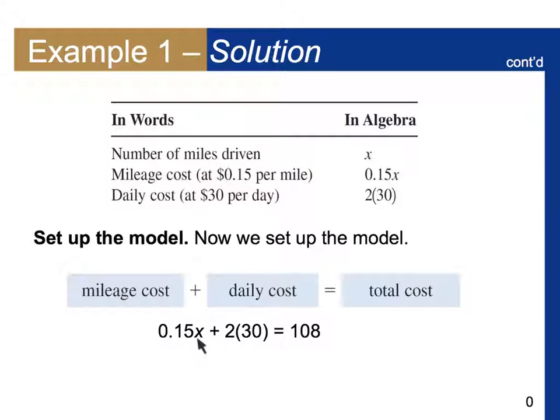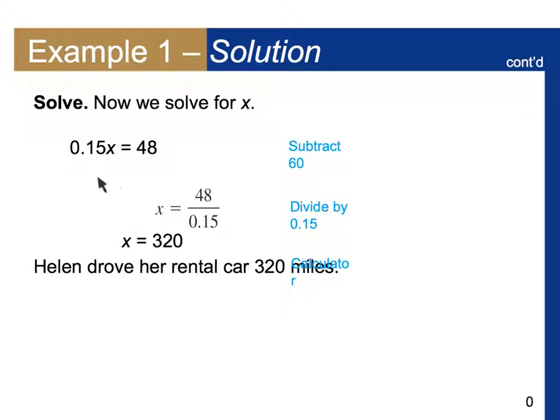And so what we're going to do is solve for x there, and that will tell us how many miles gave us that cost. So we get x by itself. We have 0.15x, and we divide both sides by 0.15, and we get x equals 320. So that's how we would answer our question: Helen drove her rental car 320 miles.